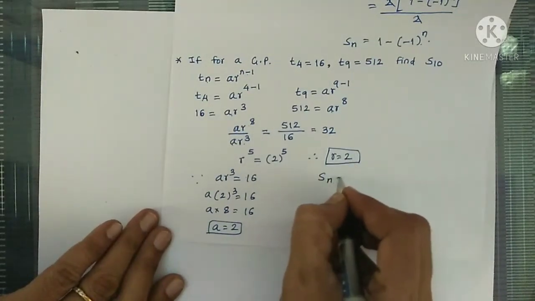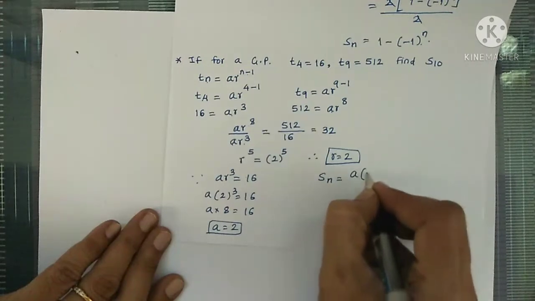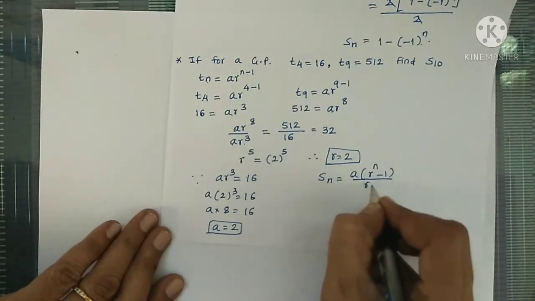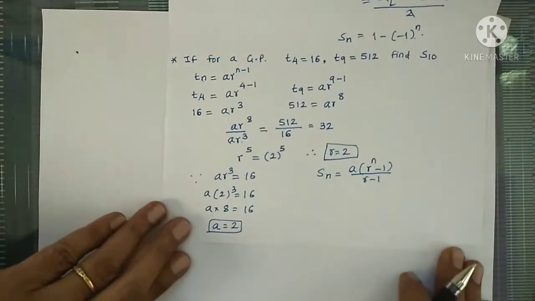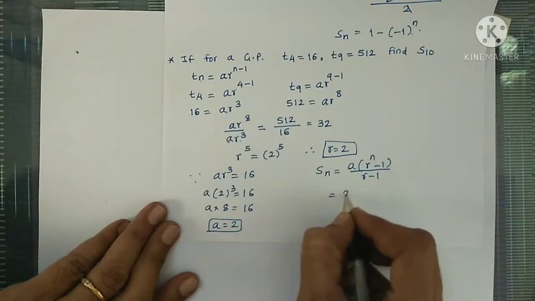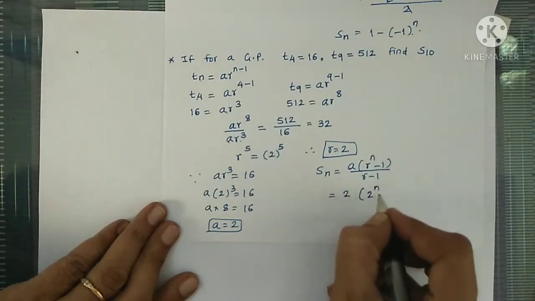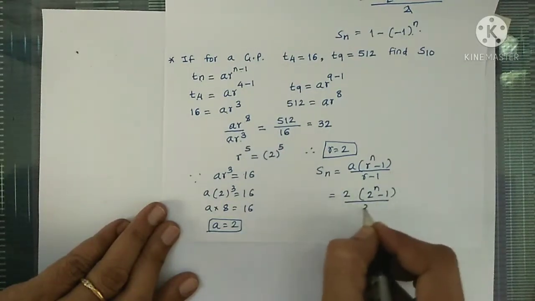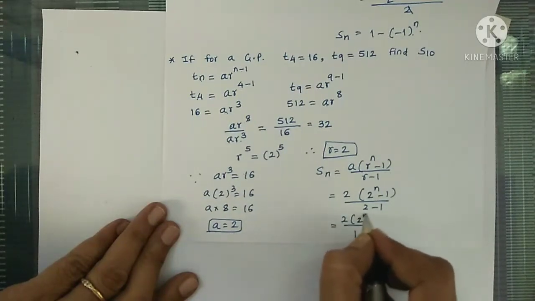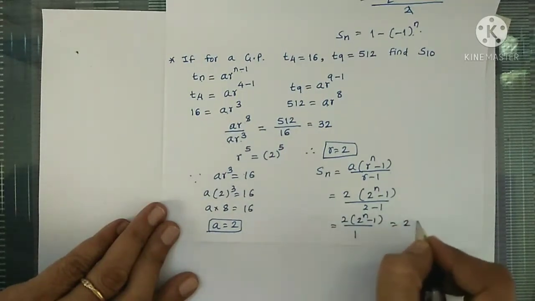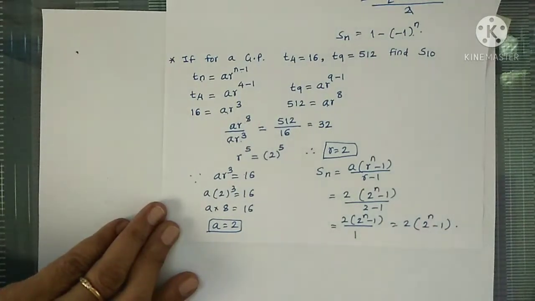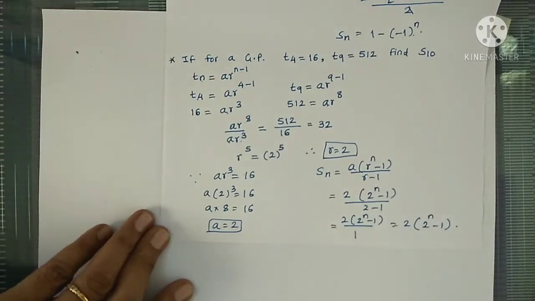So let's write the formula for Sn. Sn is (r raised to n minus 1) into a upon r minus 1. As r is greater than 1, we are using this formula. So a is 2, r is 2, 2 minus 1. Now 2 minus 1 is 1. So Sn is 2 into (2 raised to n minus 1).